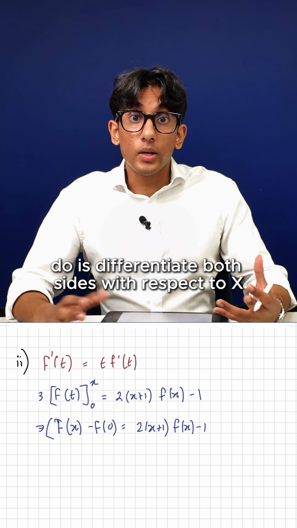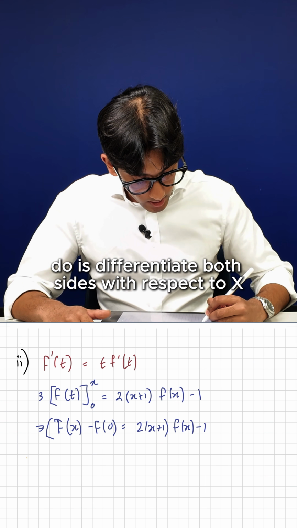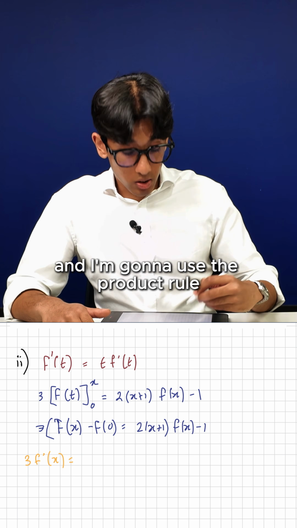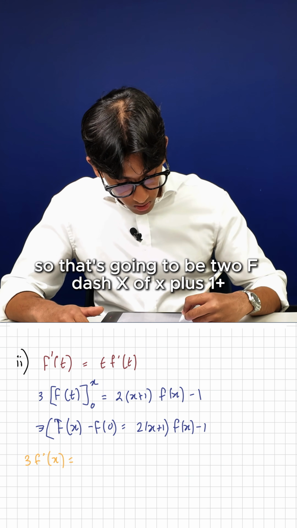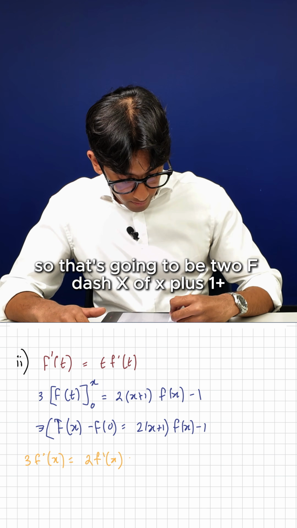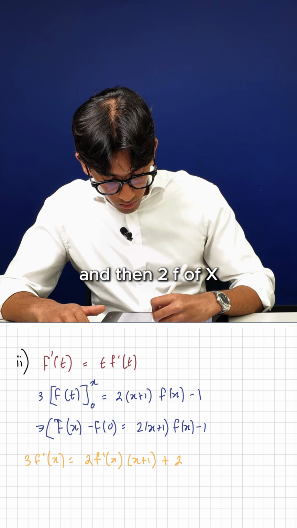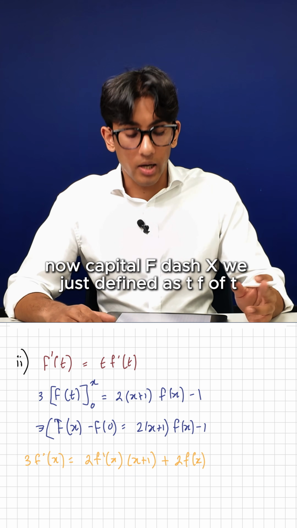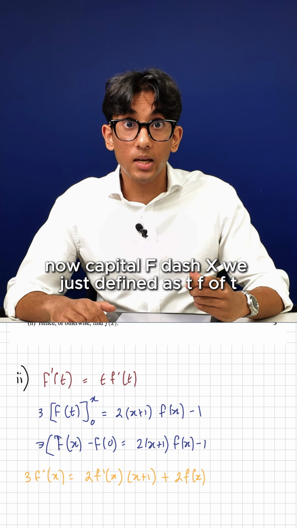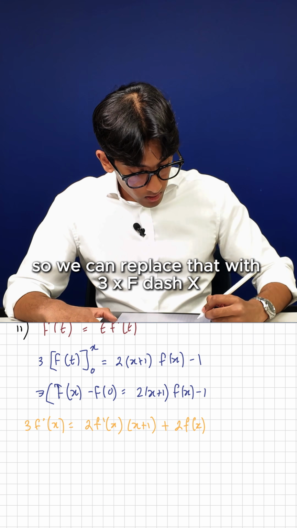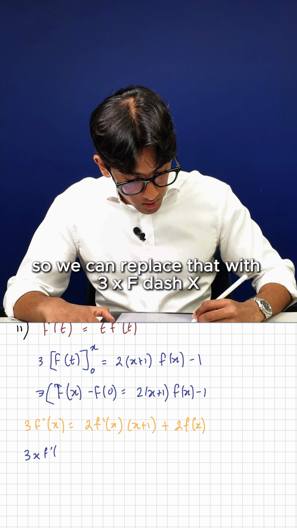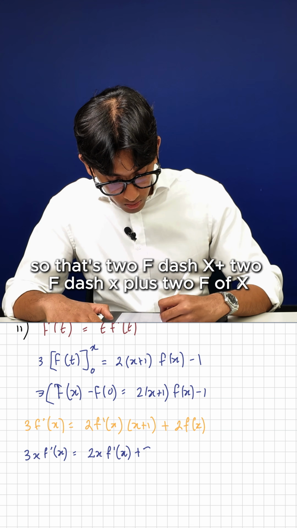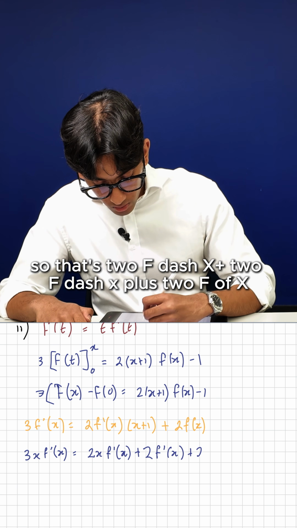Now what we can do is differentiate both sides with respect to x. So that will be 3 capital F dash x is equal to, and I'm going to use the product rule on my right hand side. So that's going to be 2 f dash x times x plus 1 plus, and then 2 f of x, and the derivative of x plus 1 is just 1. Now capital F dash x we just defined as t f dash of t. So we can replace that with 3x f dash x, and then we're going to expand, so that's 2x f dash x plus 2 f dash x plus 2 f of x.